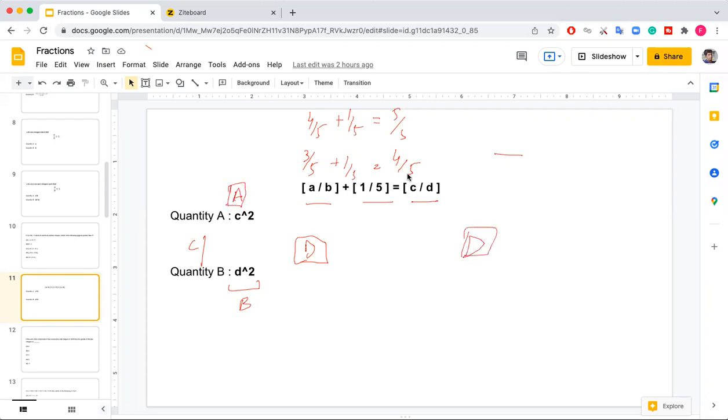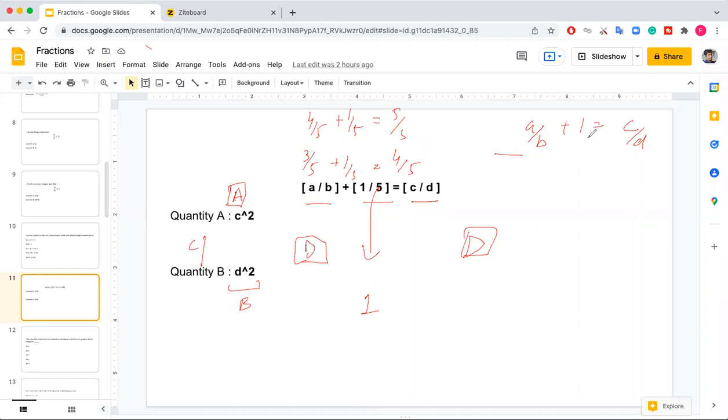But if I just change the question, if I make this 1 instead of A over B, so I have A over B plus 1 is equal to C by D. Now tell which quantity is greater. D. D again. A. Quantity A. Yes, quantity A.